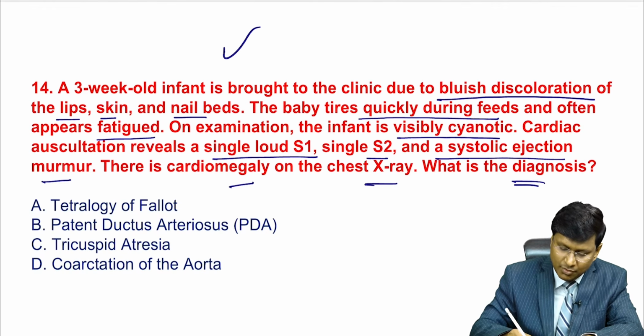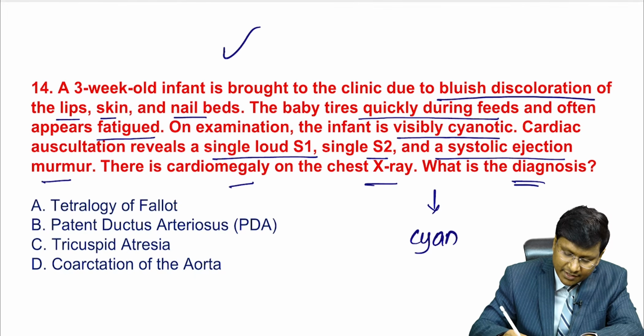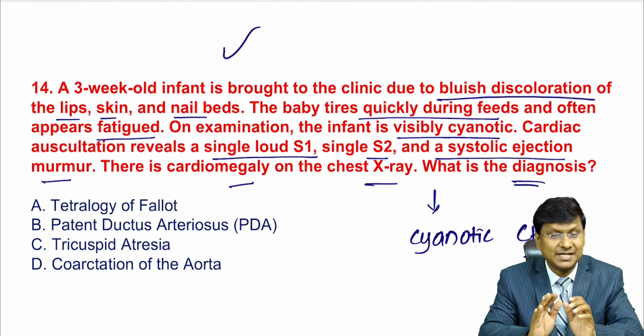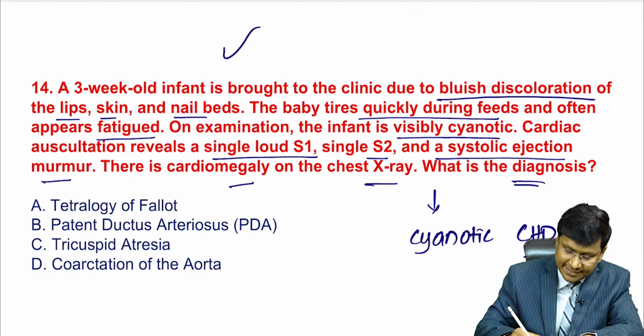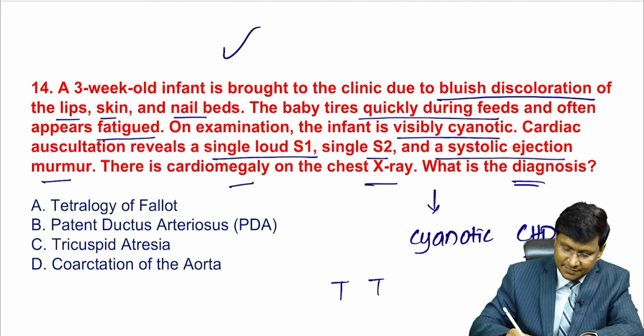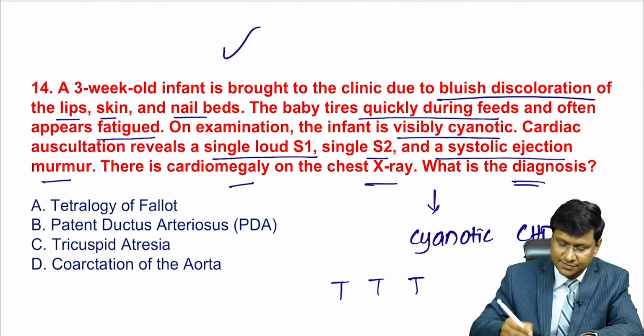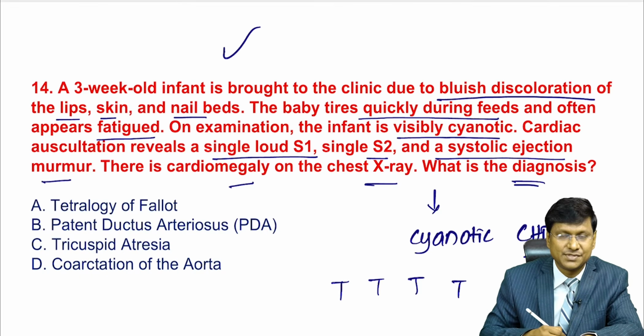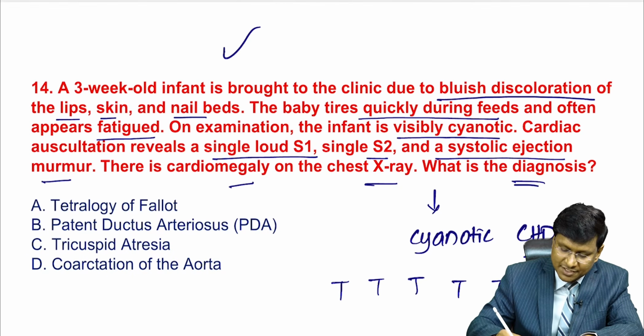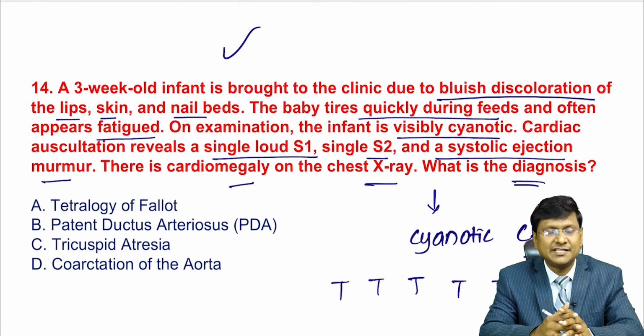See, first of all, what type of congenital heart disease is this? It is a cyanotic congenital heart disease, right? So cyanotic congenital heart diseases, like we have 5 T's, that is tetralogy of Fallot, then tricuspid atresia, transposition of the great arteries, truncus arteriosus, then total anomalous pulmonary venous connection. So these are the 5 T's which are the cyanotic congenital heart diseases.